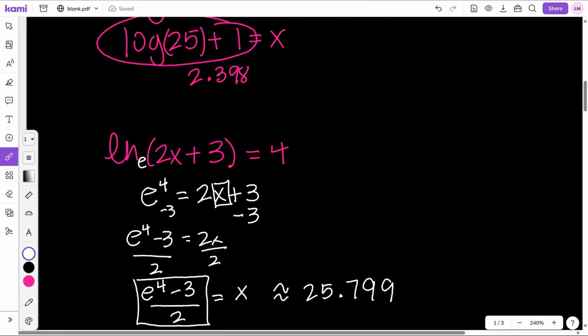All right, so that's a little intro to switching things from exponential to logarithmic form and logarithmic to exponential form, and then being able to solve some equations and also putting them on your calculator and evaluating.